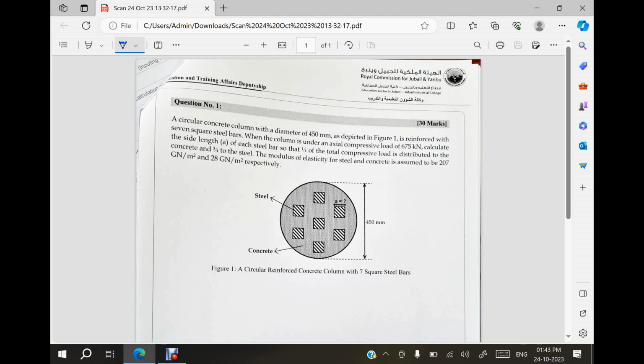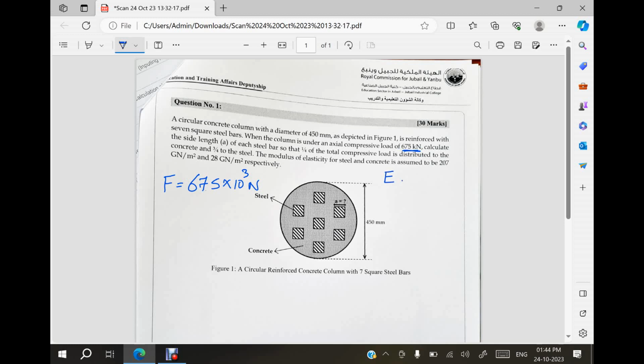So now first let us try to write how much is the total force he has given. He has given me total force F is equal to 675 kilonewton. See here, 675 into 10 cube Newton he has given me. Okay. Then what else he has given me? He has given me the value of Young's modulus, is it not? E of steel and concrete he has given.